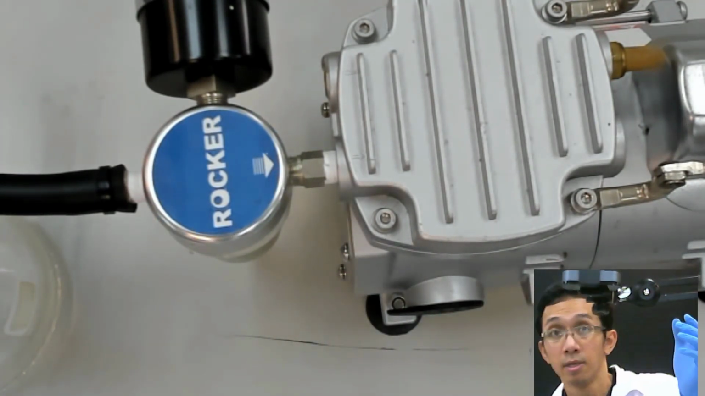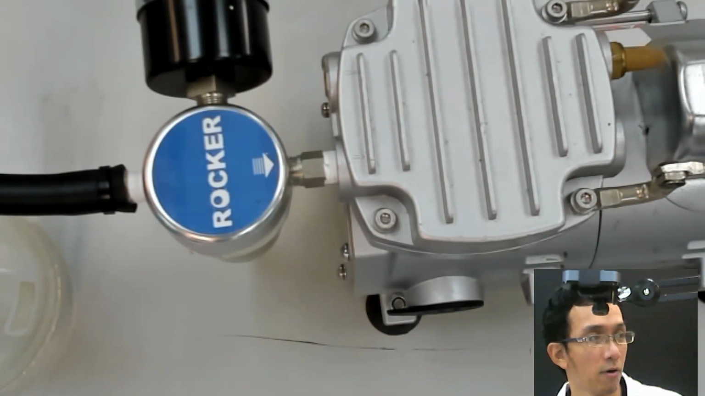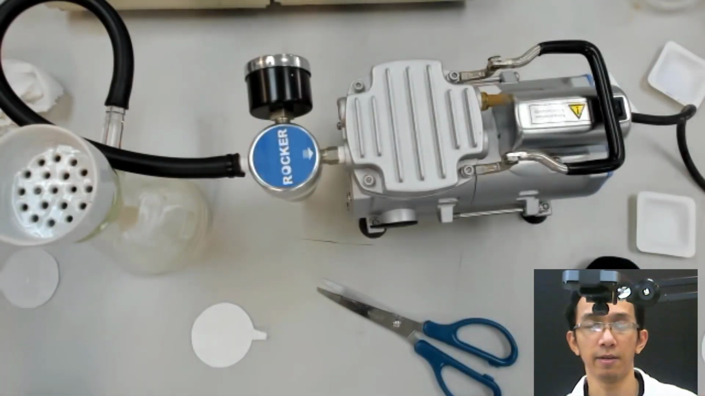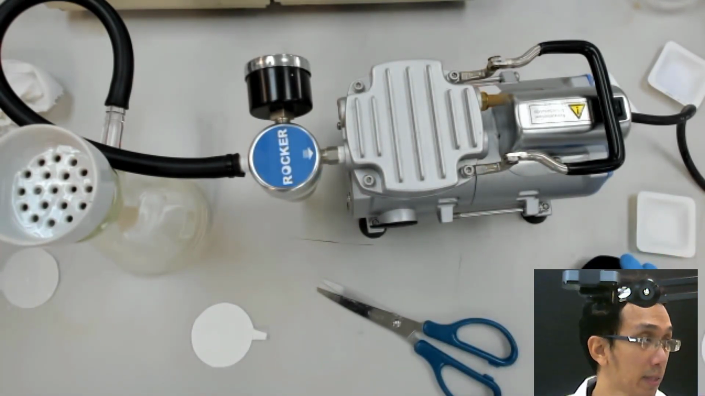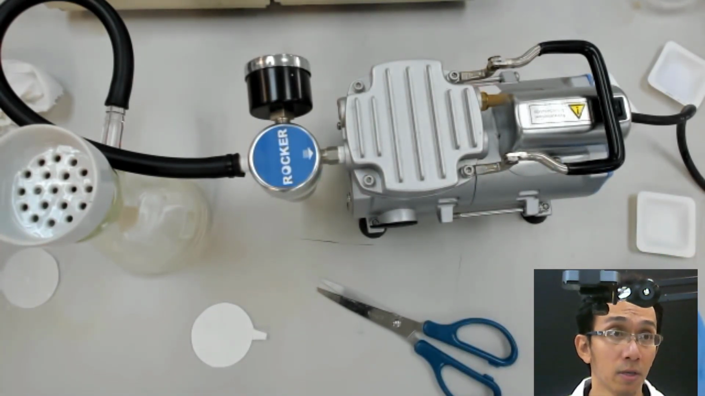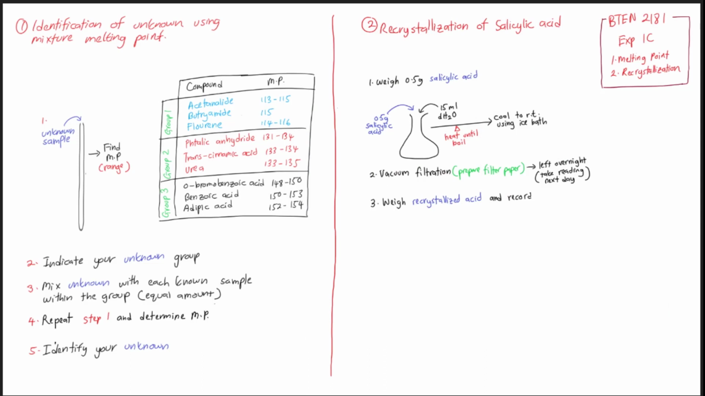Okay, so that's it for today. Any question? So that's it for today's experiment. Experiment 1C, B102184. This is what we do today. We learned how to find the mixture melting point, and second, we learned about the recrystallization of an acid. So that's it for today.